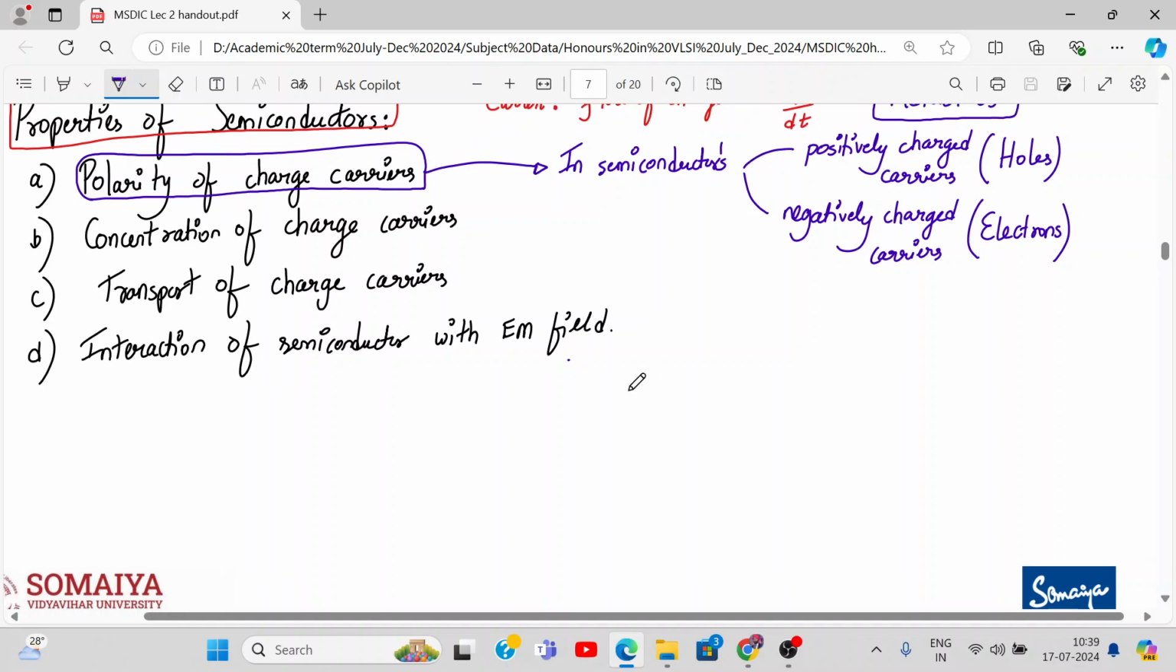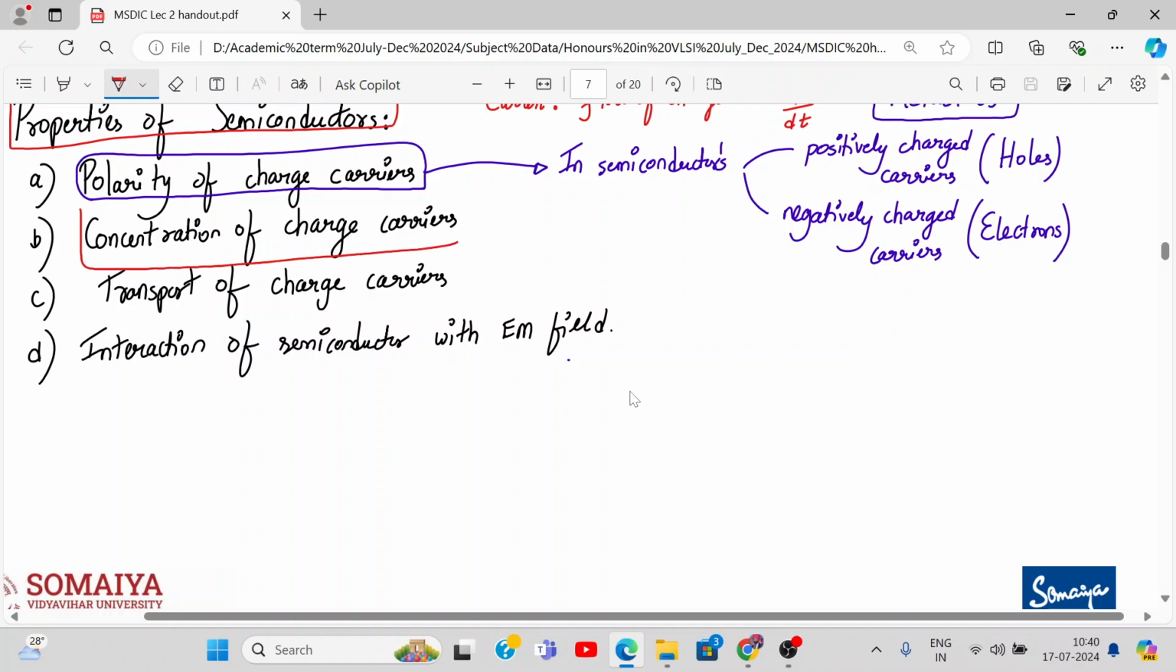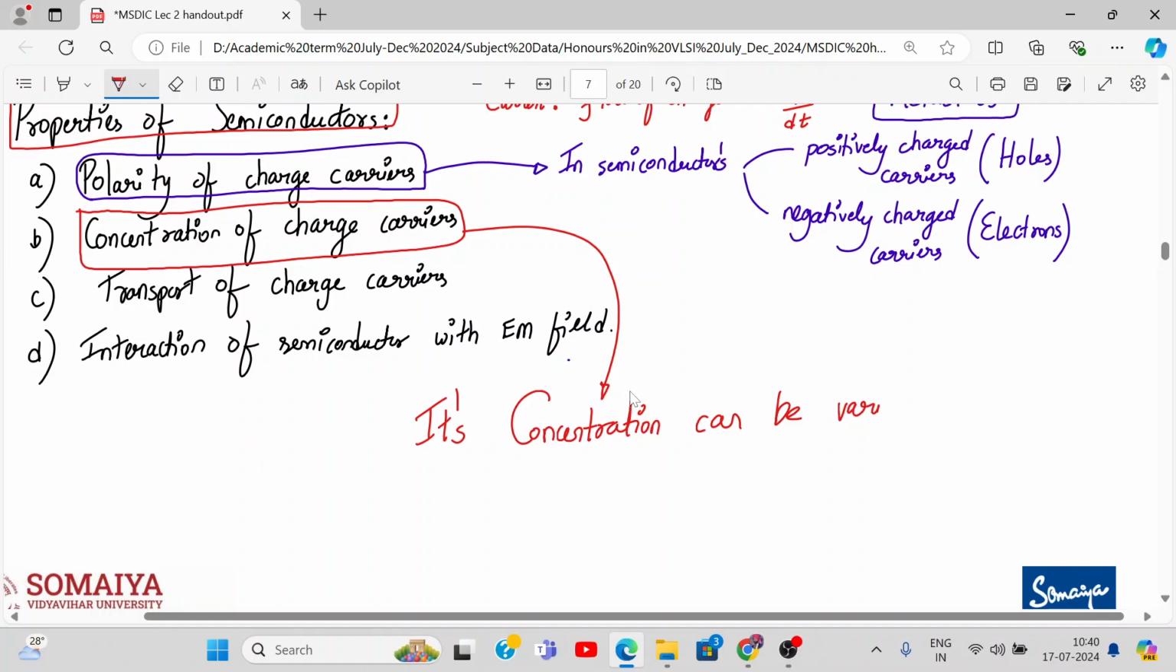Okay, next is concentration of charge carriers. What do you mean by concentration? Anyone? Per unit area. Yeah, absolutely correct. So a very interesting property of the semiconductor is that its concentration can be varied or changed over several orders of magnitude.